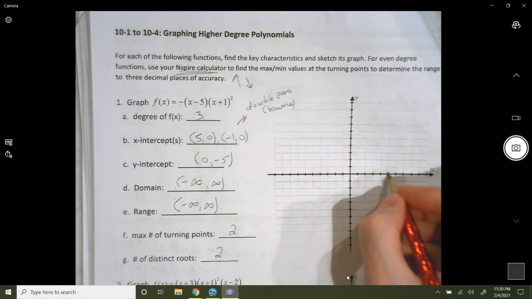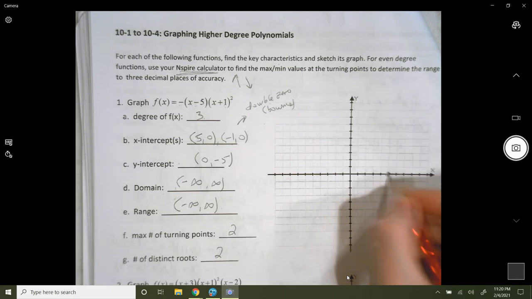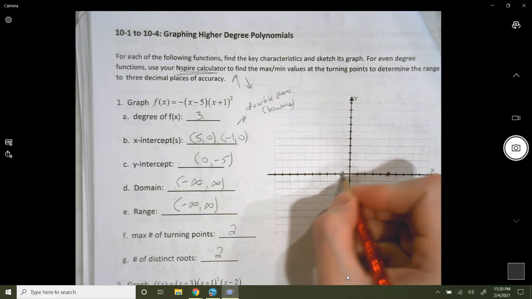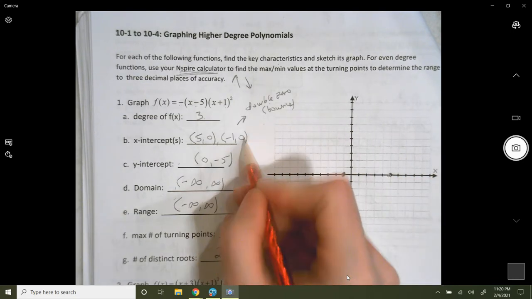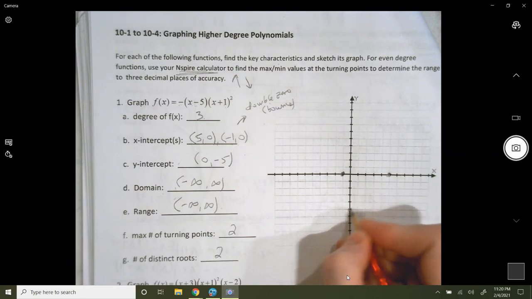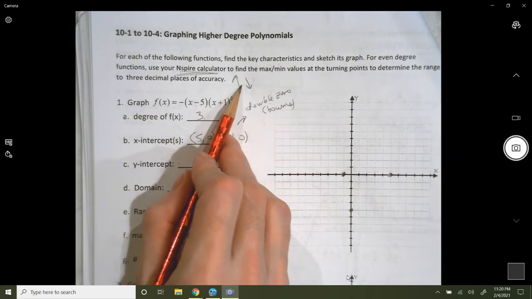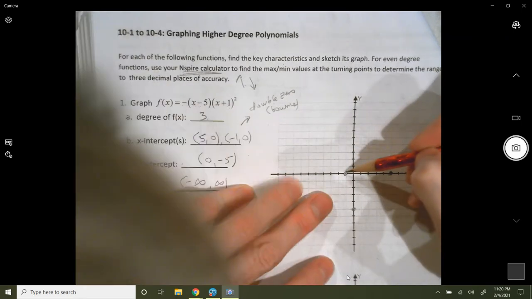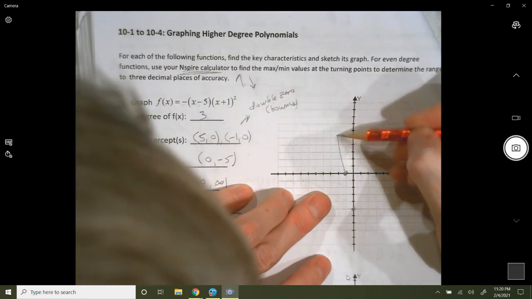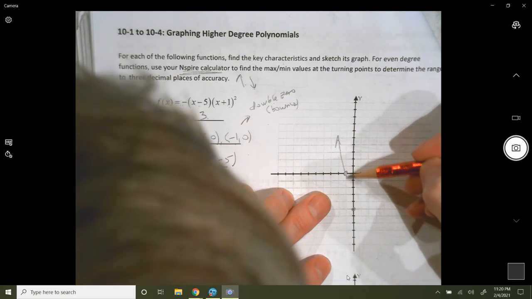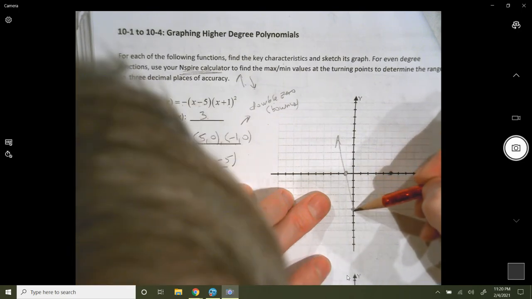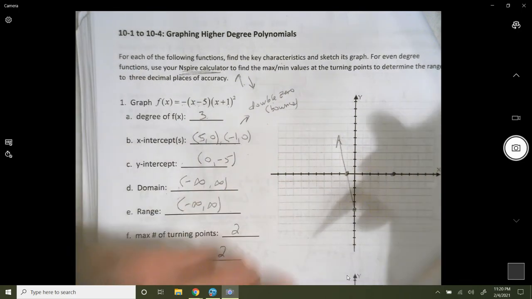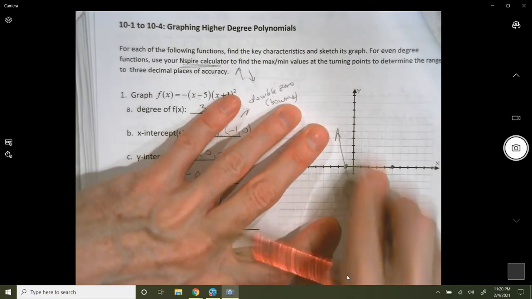(5, 0), (-1, 0). Remember, this one's a bounce at (-1, 0). And we have (0, -5). My end behavior is up on the left, down on the right. Okay, so up on the left, after we go here, we're going to go up. I'm going to pass through here. I'm not going to pass through there. Remember, that's a bounce.